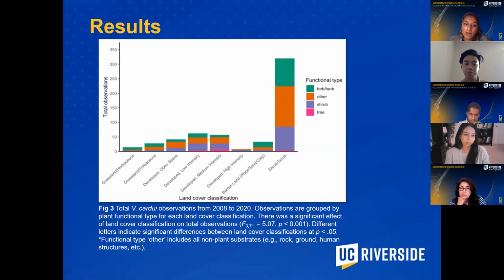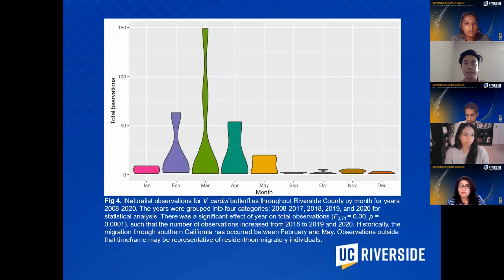The shrub scrub habitat also had a large number of observations that fell under other in functional type, meaning non-plant, such as cars, rocks, even hands. This can be due to just where the observer happened to be or happened to snap a photo of the butterfly.